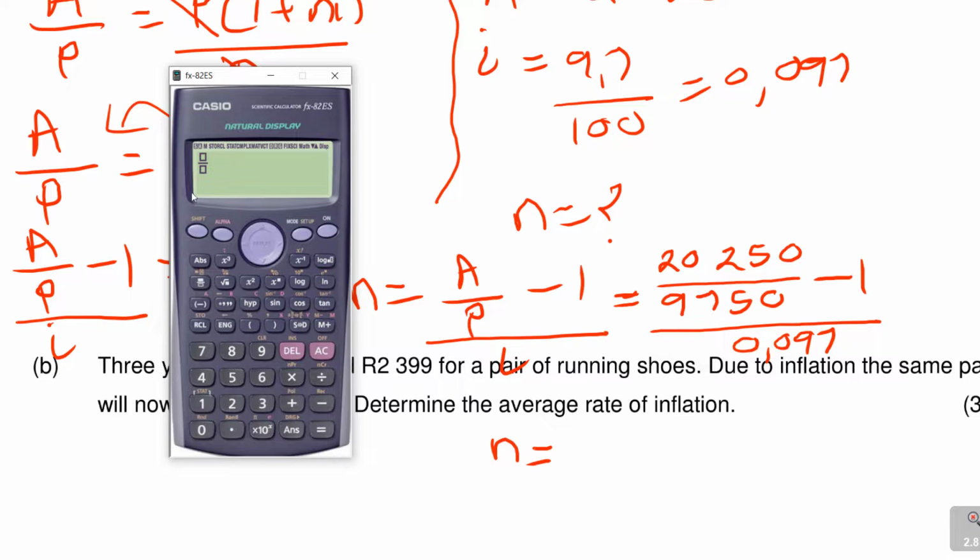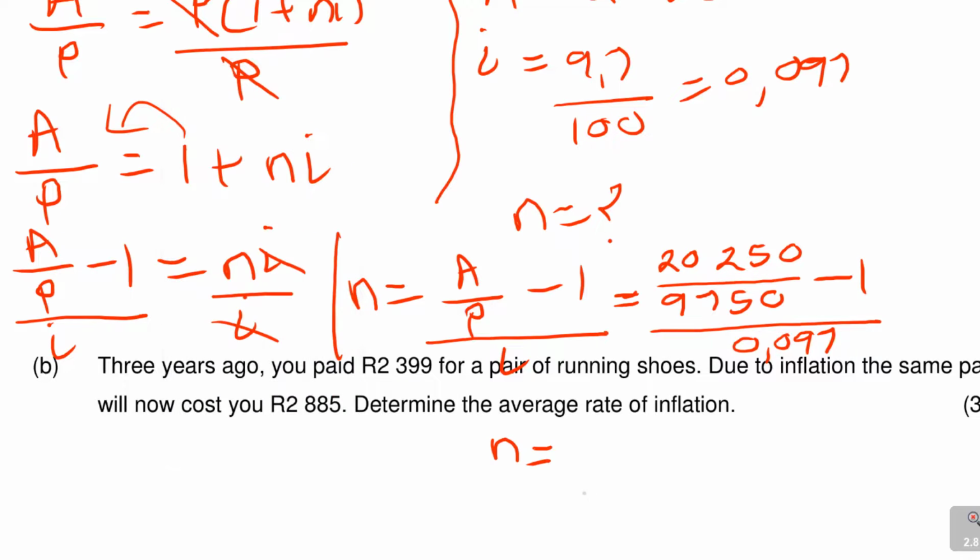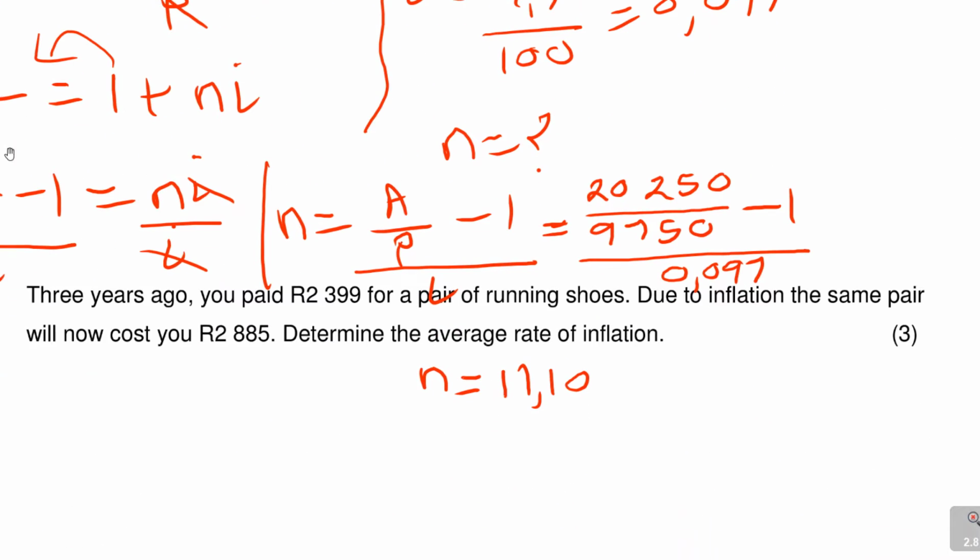Then on top, where you see the cursor is on, I put a fraction, which is my 20,250 over 9,750. See that? I play forward, minus 1, then over 0,097, equal to, say, 11,10. So n is equal to 11,10. But what was the question? Determine how long. Is 11,10 what? Years. Remember, n is in years, so it will take 11 years to do that. Are you with me?